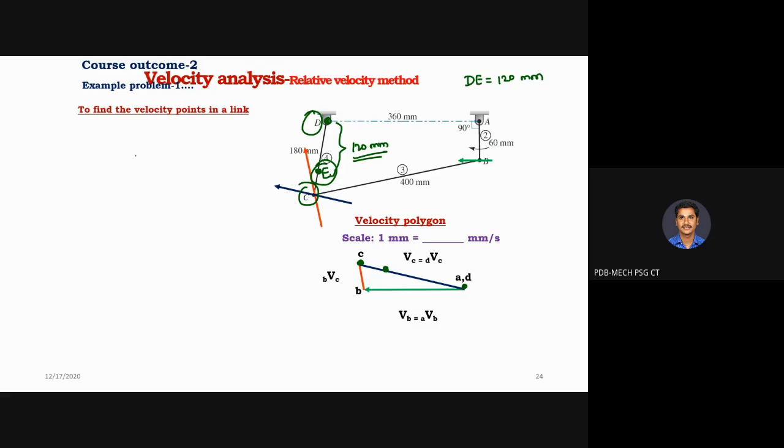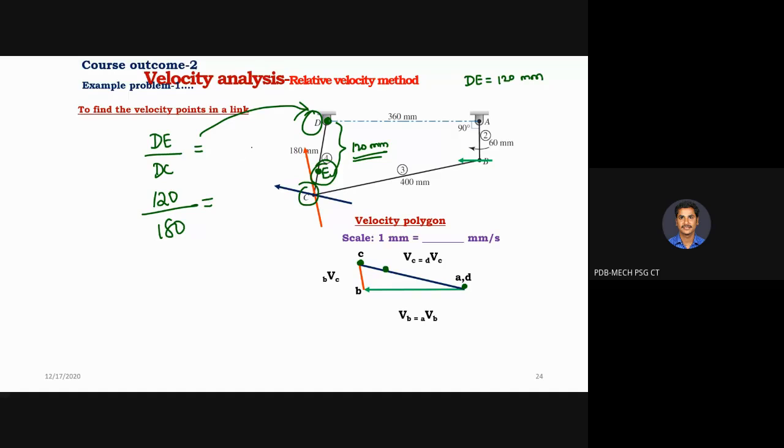So for that, let me use the relationship DE divided by DC. What is meant by DE by DC? These are all dimensions taken from the configuration diagram. Okay, what is DE? 120 mm divided by DC, 180 mm.